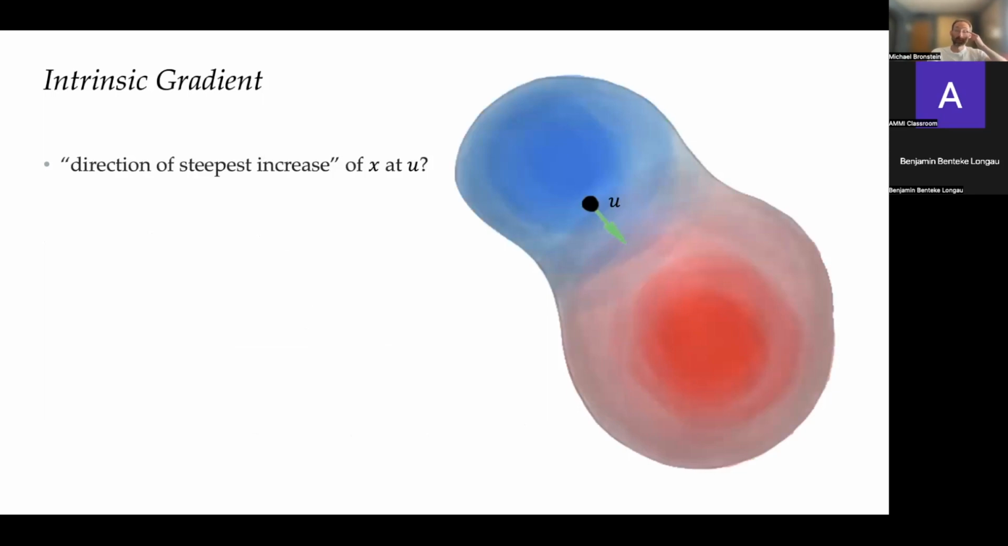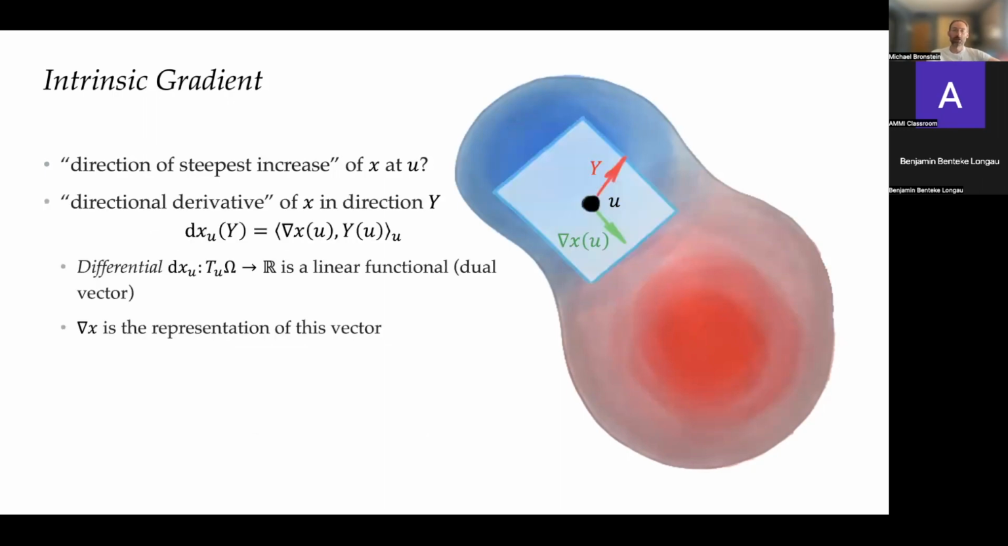Okay, so what is an intrinsic gradient? If I stand at a point, right, and I have values of a function on the manifold, I am interested in the following question: what is the direction of the steepest increase of the function at point u? Something that we are keenly interested in many applications, for example when we do some optimization. So we need for this purpose to define a directional derivative, right? What is a directional derivative? It will tell you that if I move in the direction y, what will be the value of the function as a result of this move, right?